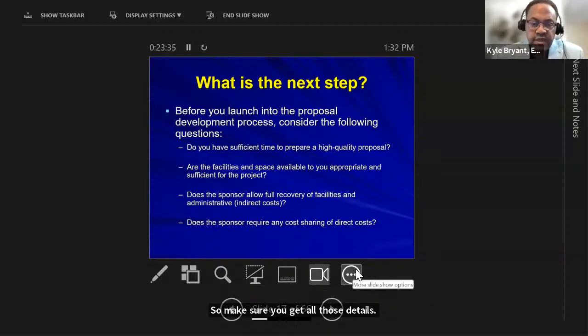Also, does the sponsor allow full recovery of facilities and administrative costs? These are known as indirect costs. Like if you had to rent out a building and pay for electricity to lease this space or what have you, does the agency in their solicitation say you can recover these? Then you need to add that to your budget. And does the sponsor require any cost sharing of direct costs? I would encourage most people to apply for grants that don't have a cost share. That way you don't have to have the monies to contribute to the program that you're planning to implement, but it's just funded outright.